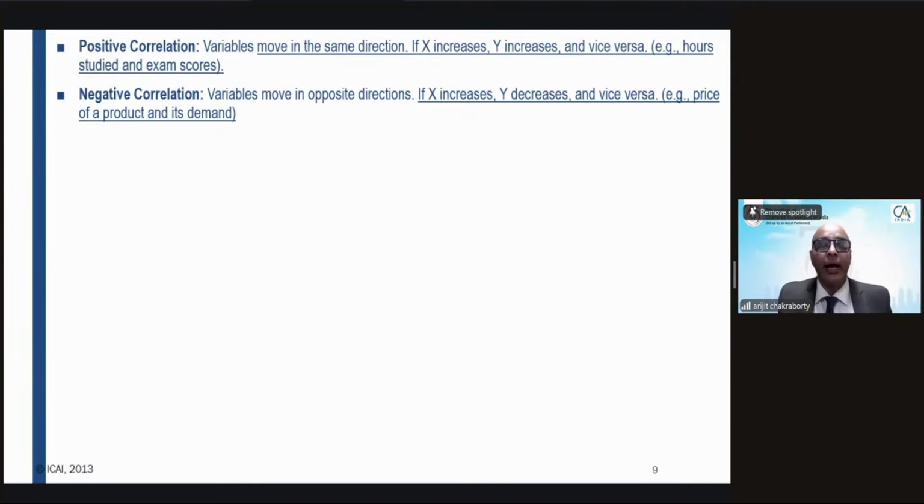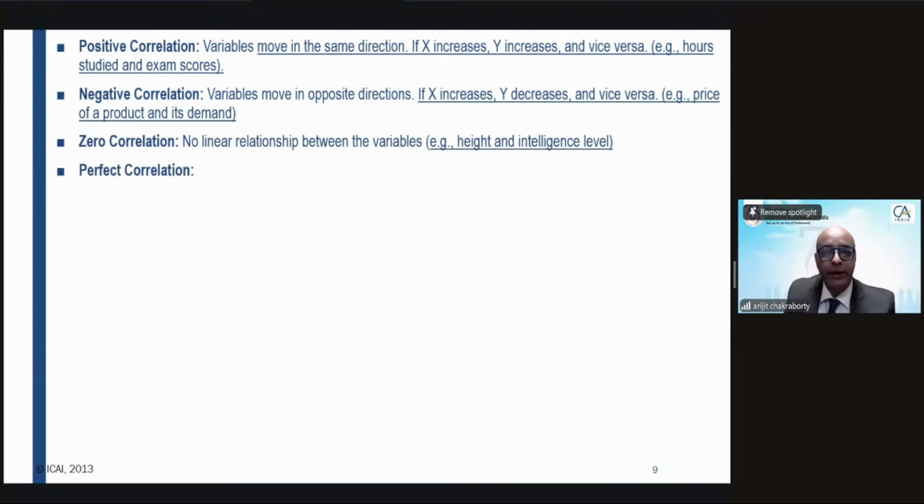Second example, negative correlation: as x increases, y decreases, or as x decreases, y increases. So here we have a negative or an inverse relationship. Example, as I was mentioning earlier, as the price of a product goes up, usually, I am talking about normal products, not daily necessities without which we cannot live, the demand usually will fall. Zero correlation: height and intelligence, weight and intelligence, weight and number of marks you get, and so on.